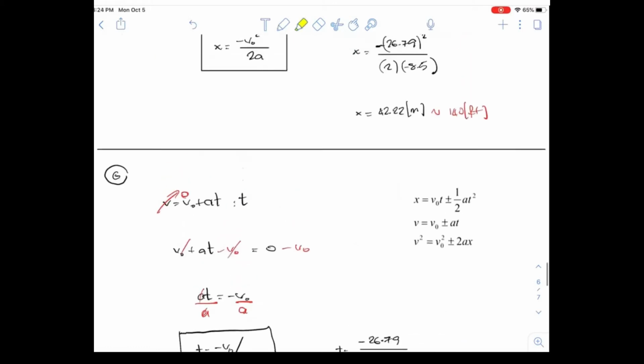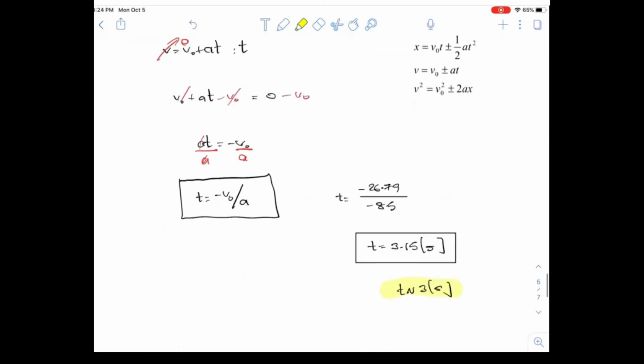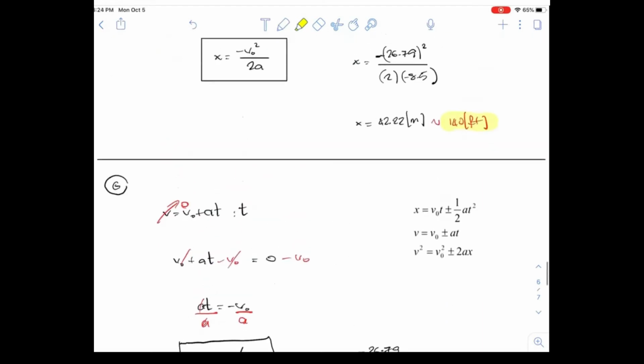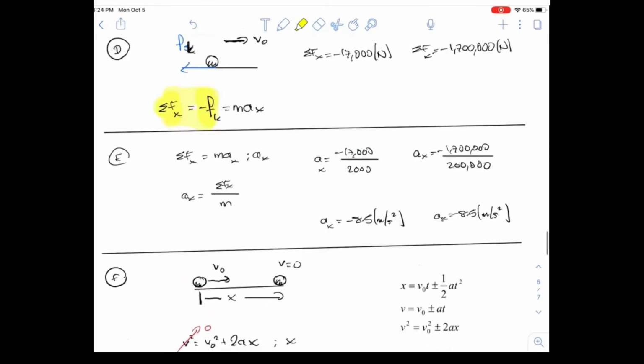It's about 3 seconds, 140 feet. So it'll come to a stop within 3 seconds. The car comes to a stop within 3 seconds within 140 feet, right? How about the truck? What is the acceleration of the truck?